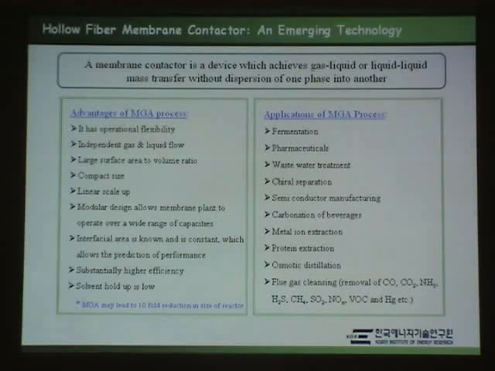Let us have a look at the advantages of the membrane gas absorption process. It has operational flexibility, independent gas and liquid flow rate, large interfacial area, compact size, linear scale-up. Modular design allows it to work in a wide range of capacities. Interfacial area is known, so it helps to predict the performance of the reactor. If we compare the size, the MGA process allows about a 10-fold reduction in the size of the reactor. So, of course, it has a lot of advantages over the conventional processes.